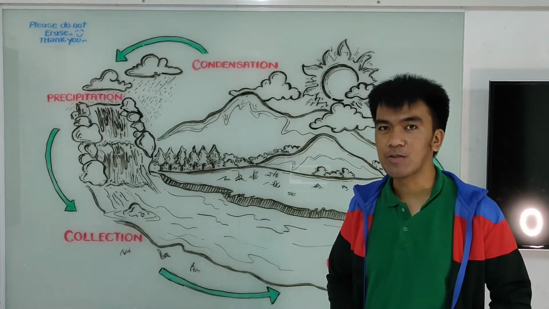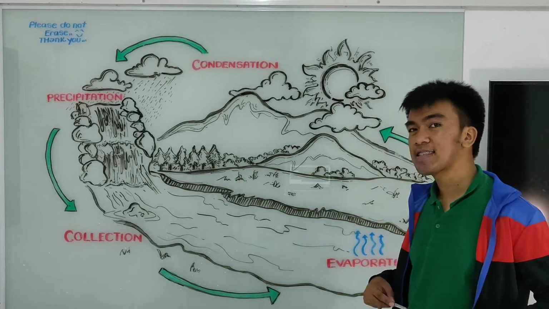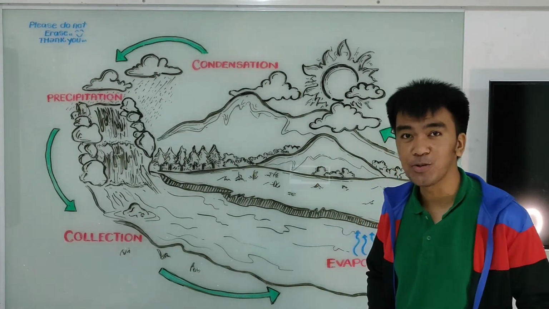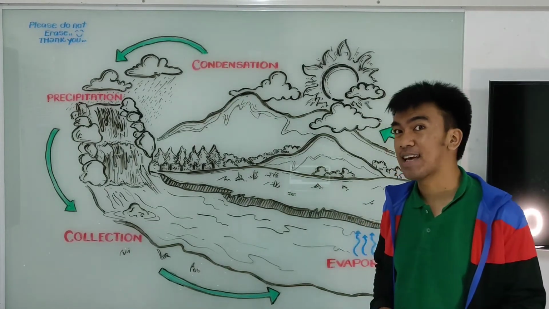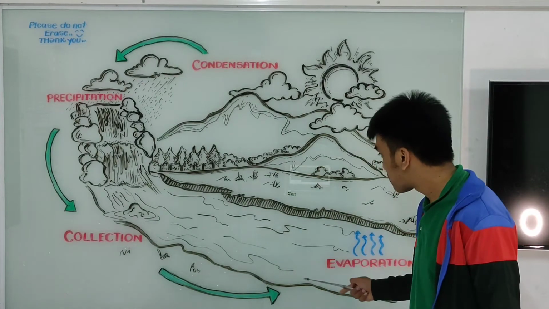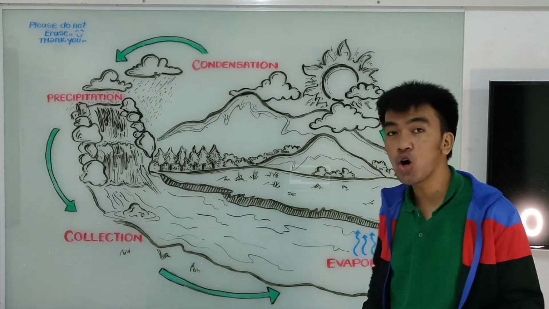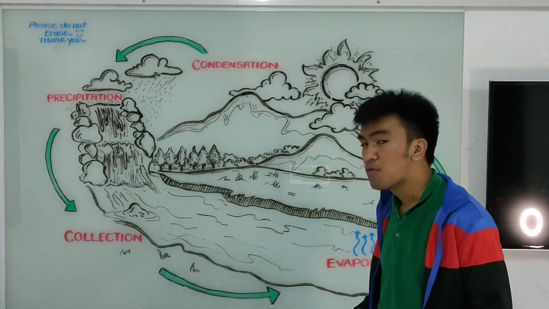Today's topic is all about the water cycle. So what is the water cycle? The water cycle is also known as the hydrologic cycle or hydrological cycle. It describes the continuous movement of water on, above, and below the Earth's surface.